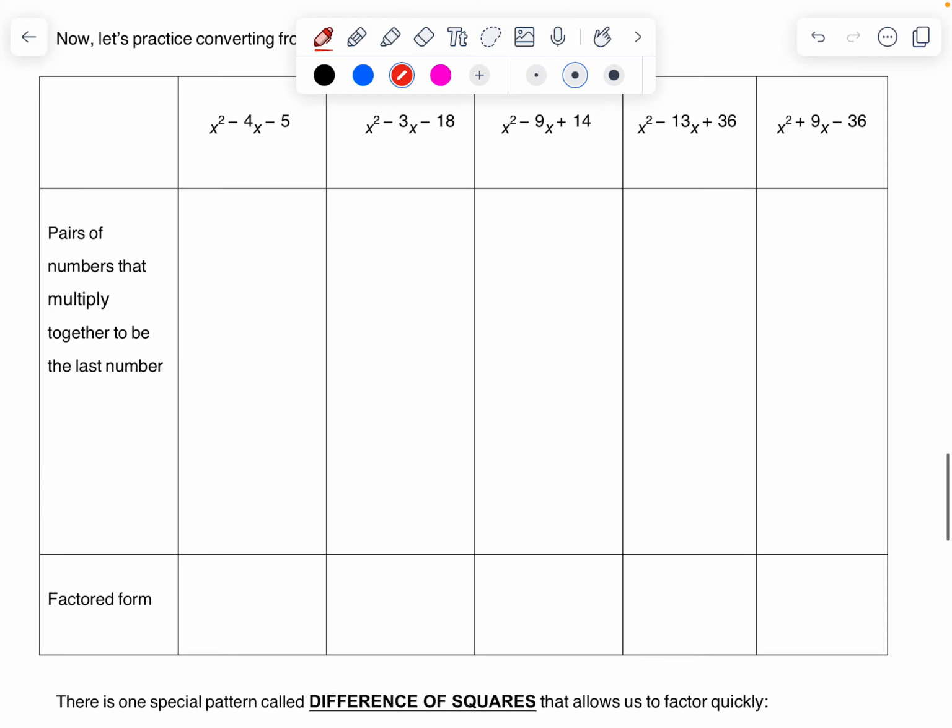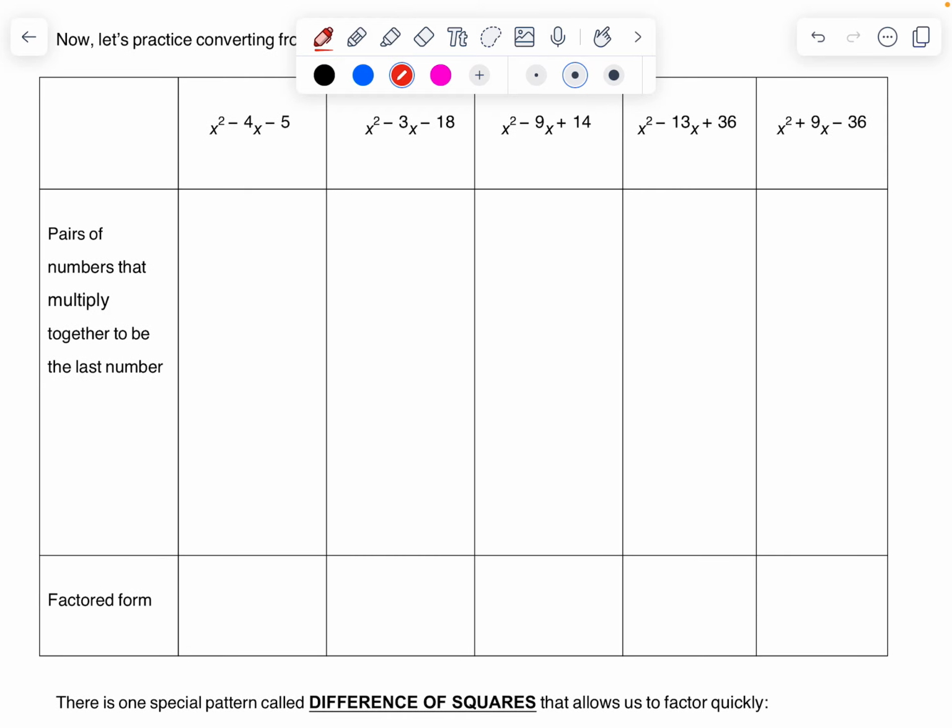All right, now this is the important part. The part you have to really remember is how do you write something like this in factored form? The final number is negative 5, so we're going to write down a pair of all the numbers that multiply to be negative 5, like 1 and negative 5, and negative 1 and 5.